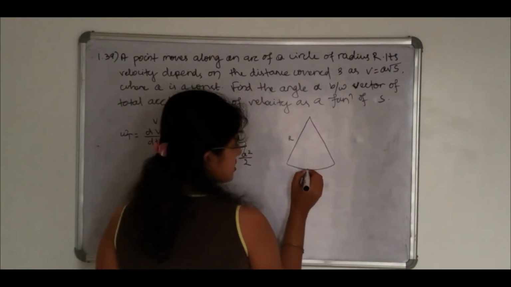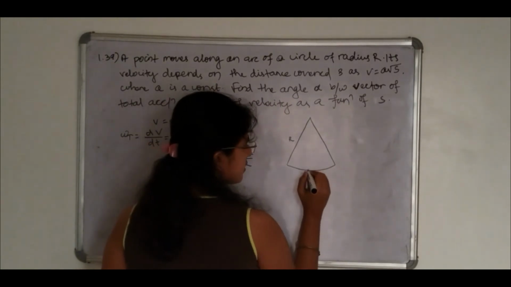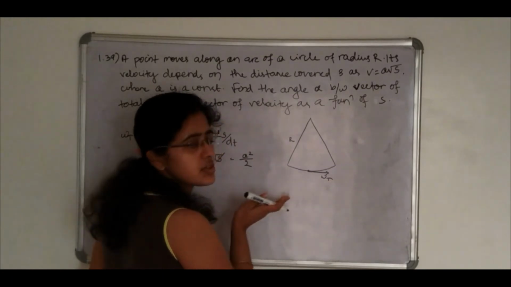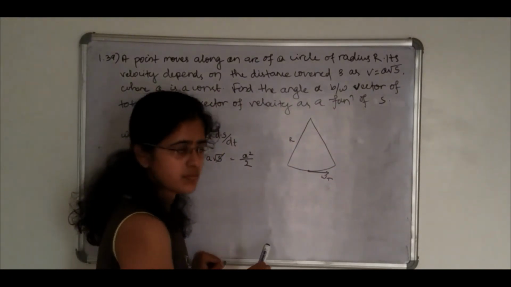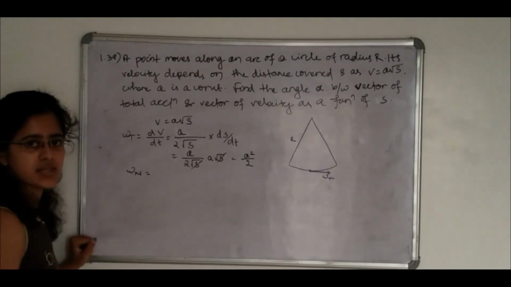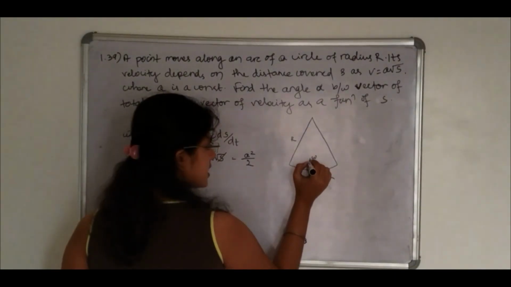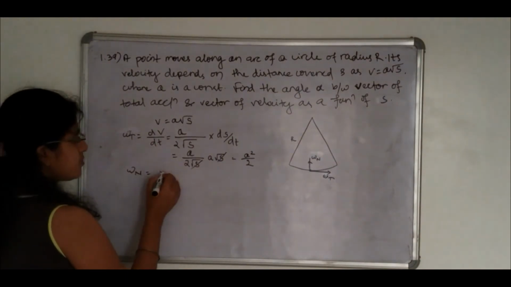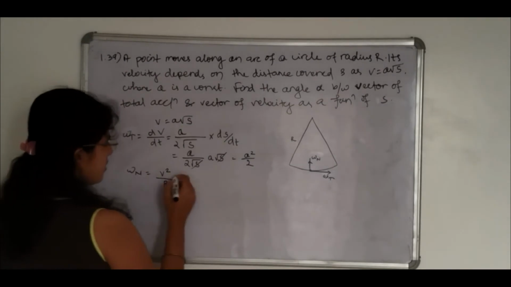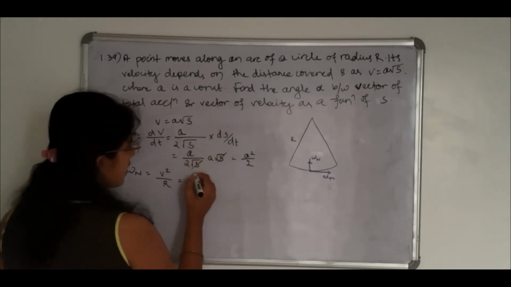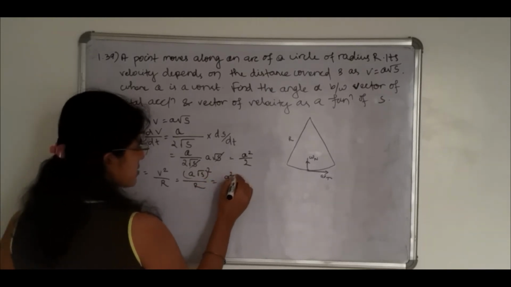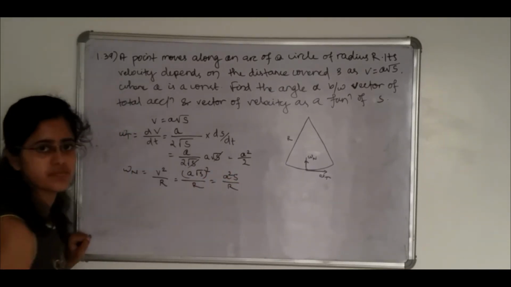That means, let us consider the point is at this moment, then its tangential acceleration will be along this direction, along the direction of the velocity. Next we have to find the normal acceleration, that means in this direction. So omega n is how much? We know, centripetal acceleration is v square divided by r. V is a into root over of s, whole square divided by r. So this is a square s divided by r.